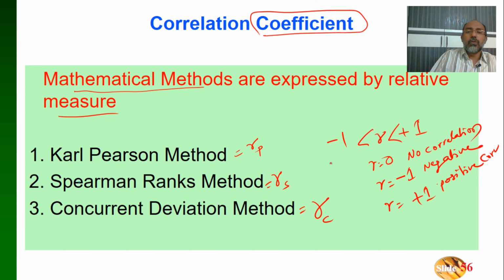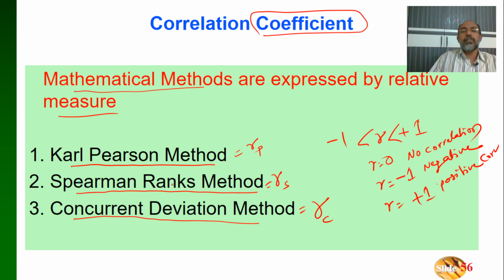For the calculations and formulas, the Karl Pearson method was dealt with in a previous class, and it is explained in detail there. You can see my videos of the previous classes. Next is the Spearman rank method. It is also covered in one of my previous classes, and today I'll deal with the concurrent deviation method.